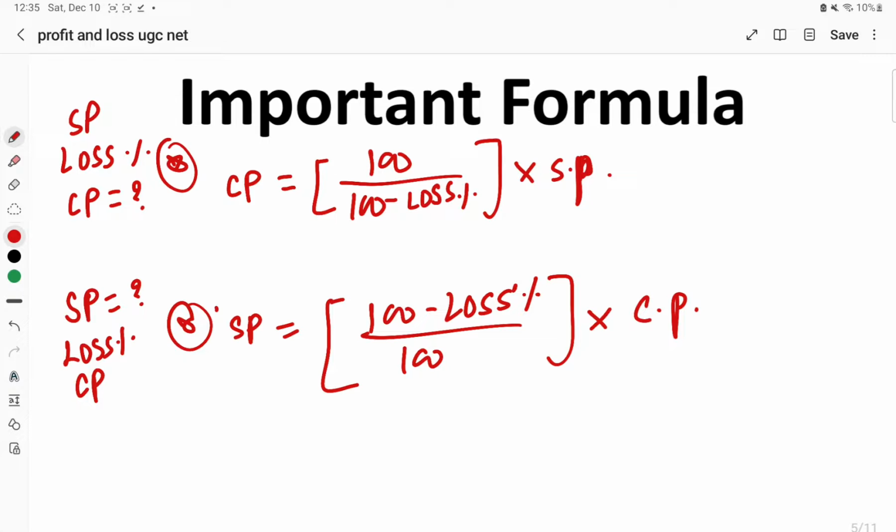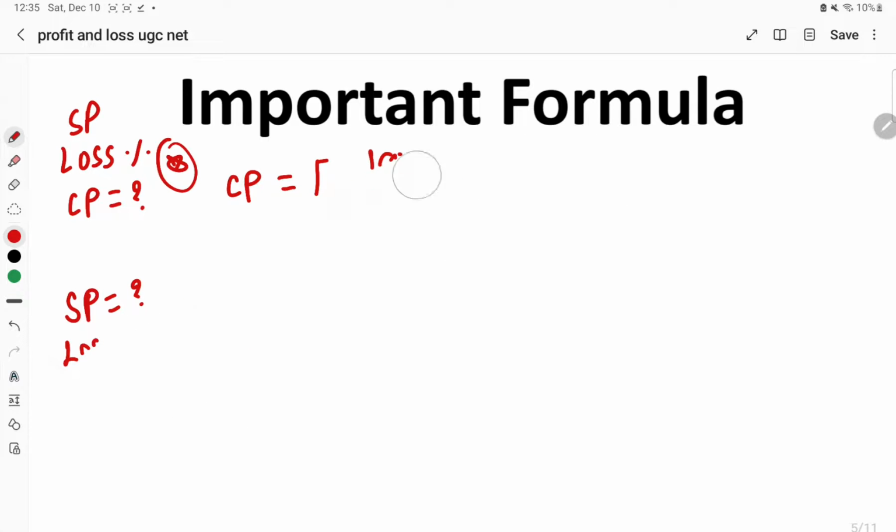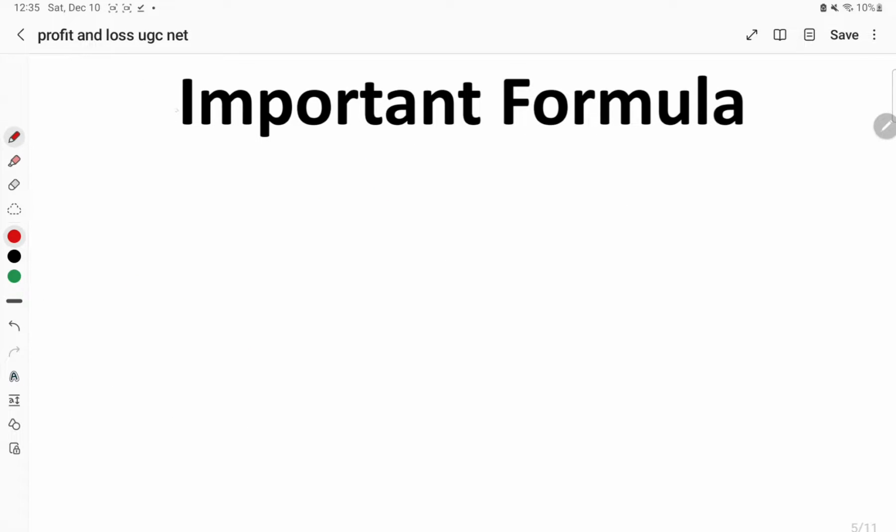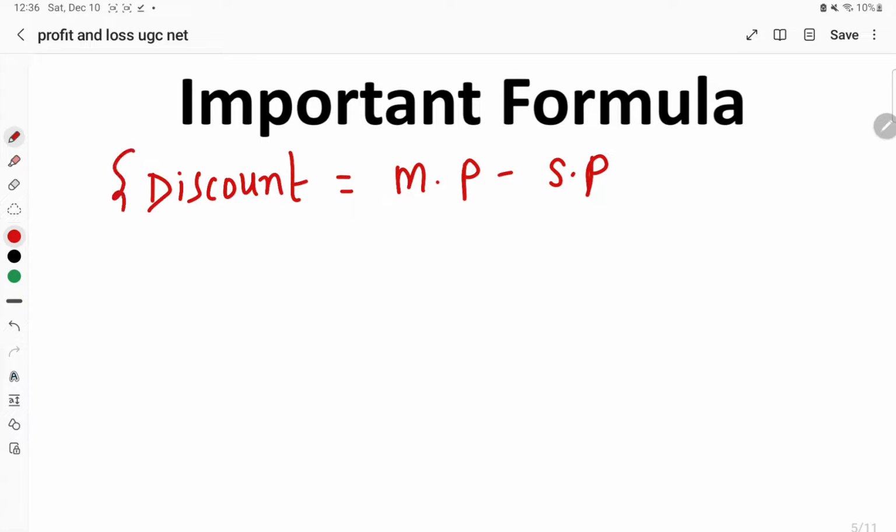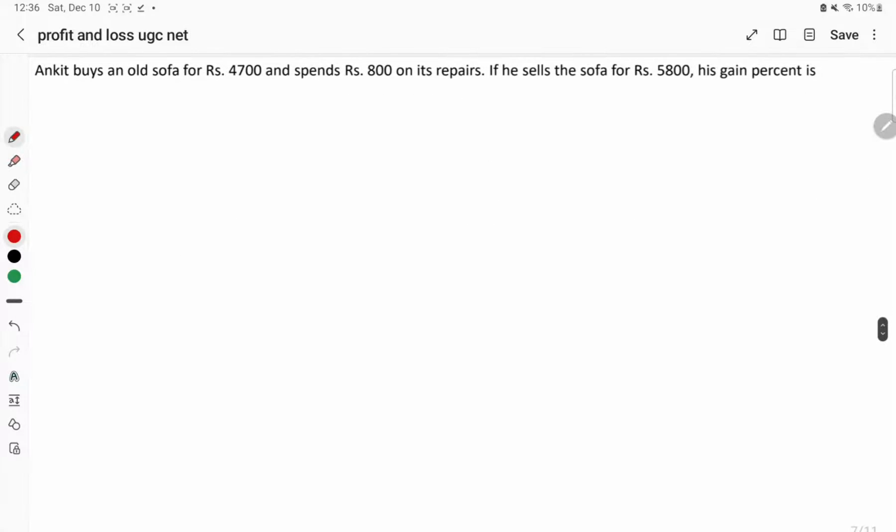Next, these were the two formulas. One more formula is for discount. Discount is nothing but, simply write it down, discount is equal to marked price minus selling price. We'll come across all these formulas whenever such kind of questions will come. So let us discuss the question now.